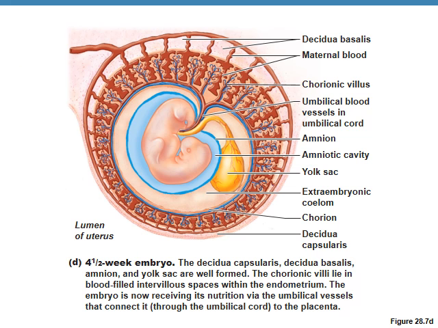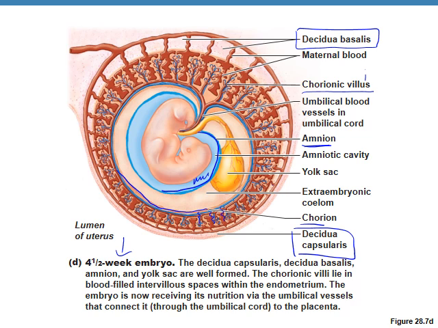Here's another image for you, about a 4.5-week-old embryo. So I want to point out the amnion. That's the amnion, and there's going to be amniotic fluid in here. And then we're going to have the chorion, which goes all the way around, and the chorion is where we have these blood vessels coming off, right? And these are called the chorionic villi. Villus for one, villi for multiple. I want you to notice these words, decidua basalis and decidua capsularis.